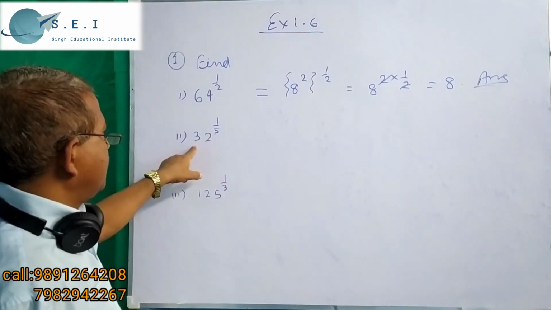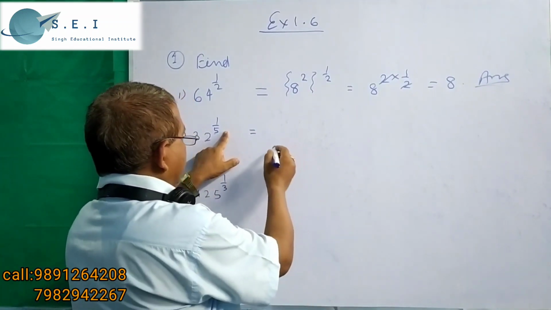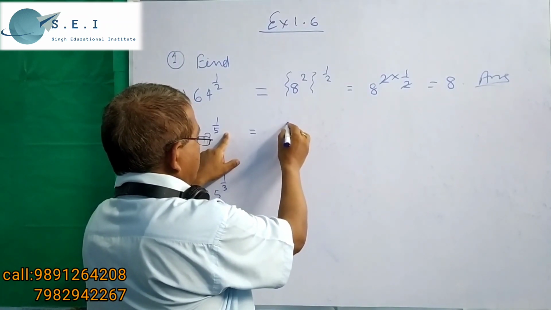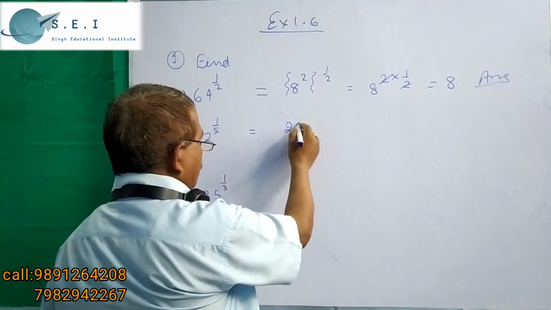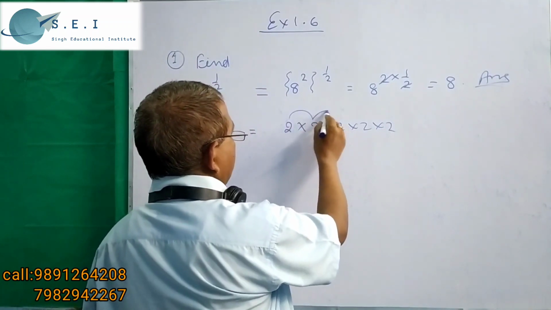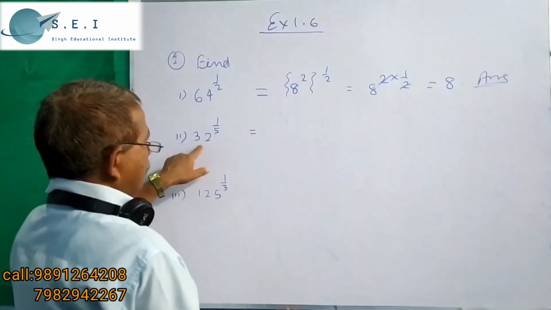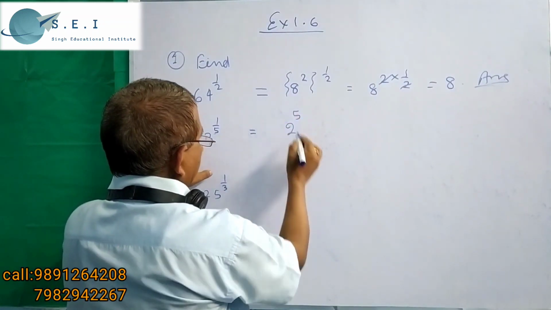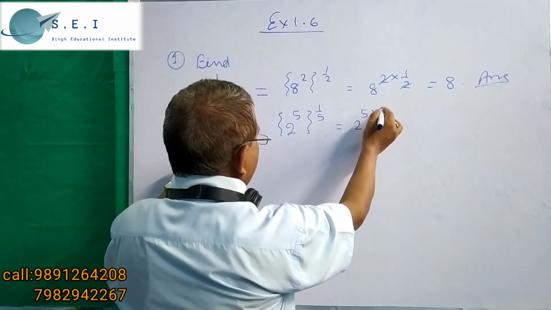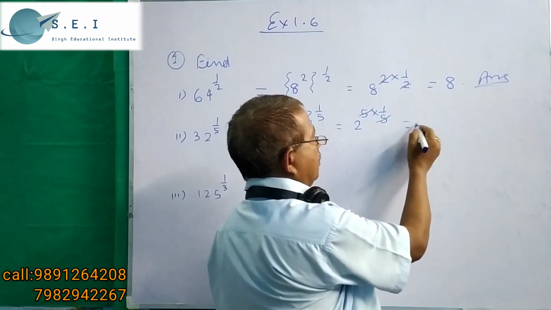Second part of 1.6 is 32 to the power 1 by 5. Write 32 in prime factors of 2, which is 2 into 2 into 2 into 2 into 2. This gives 32: 2 twos are 4, 2 fours are 8, 2 eights are 16, 2 sixteens are 32. It means this 32 can be written as 2 to the power 5, to the power 1 upon 5. So this is 2 to the power 5 into 1 upon 5. This 5 gets cancelled out. Then the answer is 2.